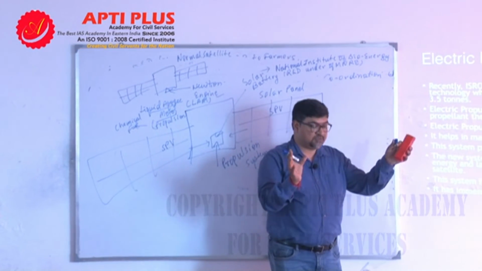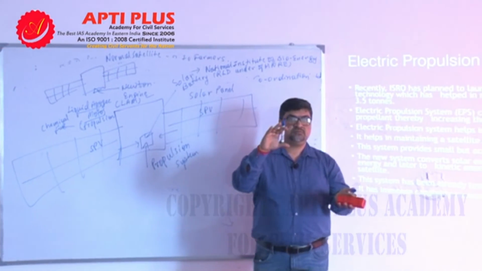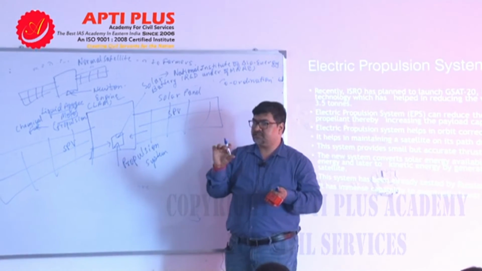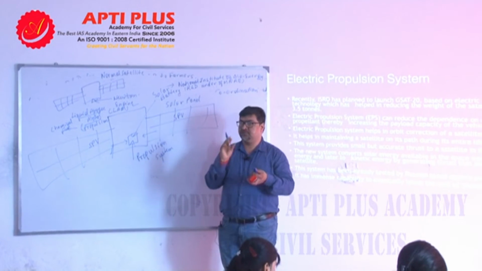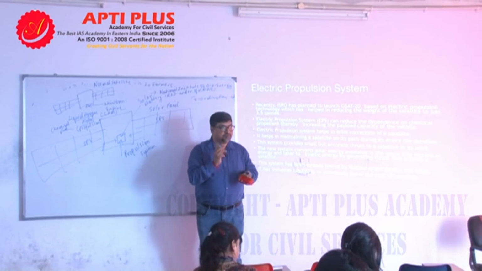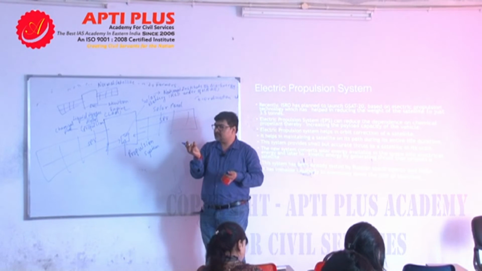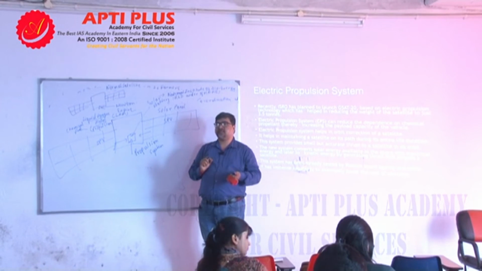Let's say we want to give a satellite a jerk, a thrust, like the Mangalyaan mission or any satellite mission. So we start the Newton engine. But that uses chemical fuel, just like a rocket, a tiny rocket. You understand that? There's an inbuilt rocket inside the satellite.